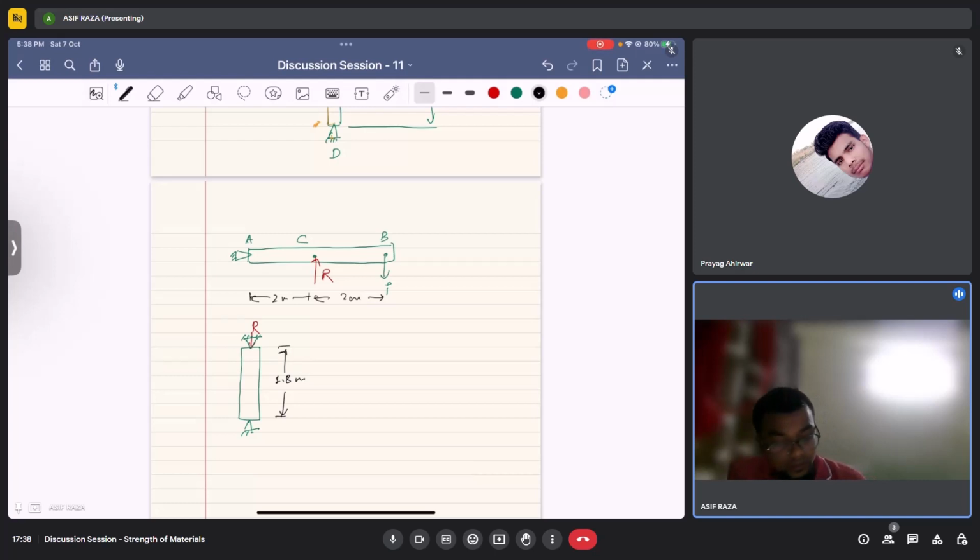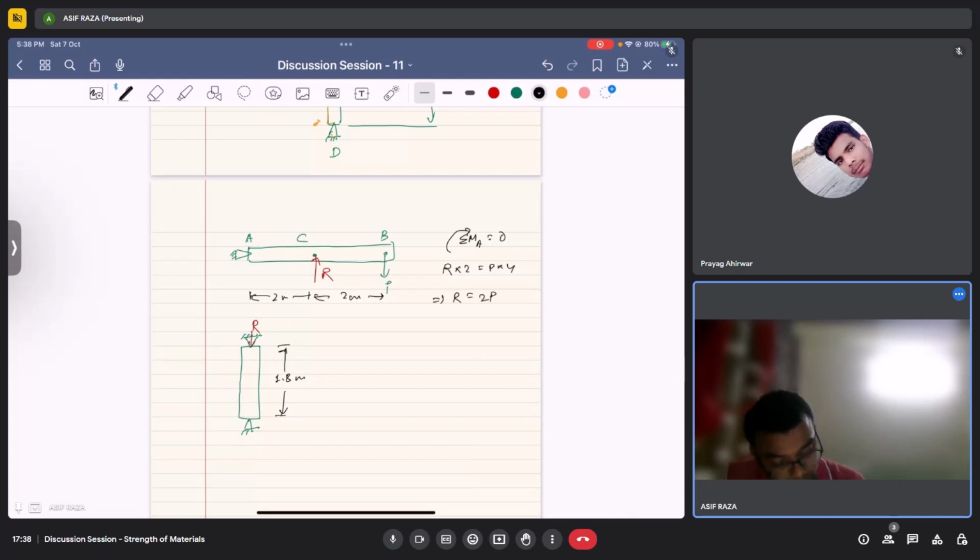Okay, so for this first part of the system, taking moment about A equal to 0, R into 2 would be equal to P times 4. So R would be equal to 2P. This is the first thing.